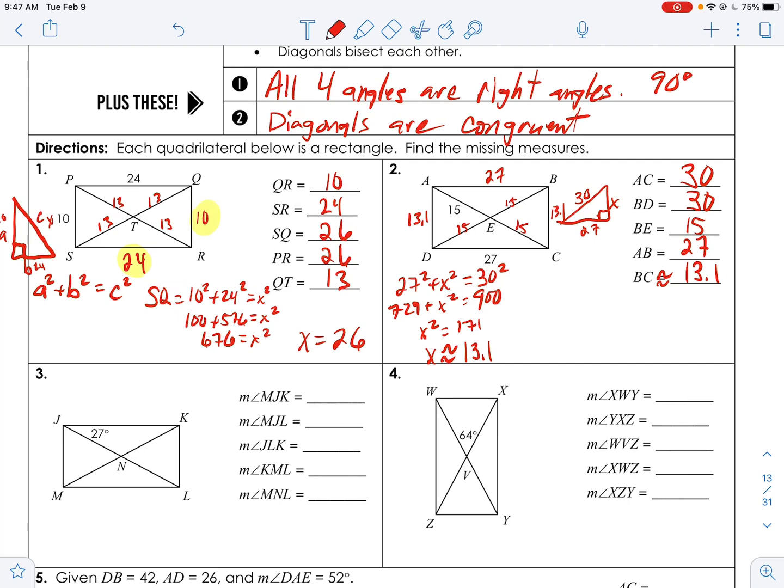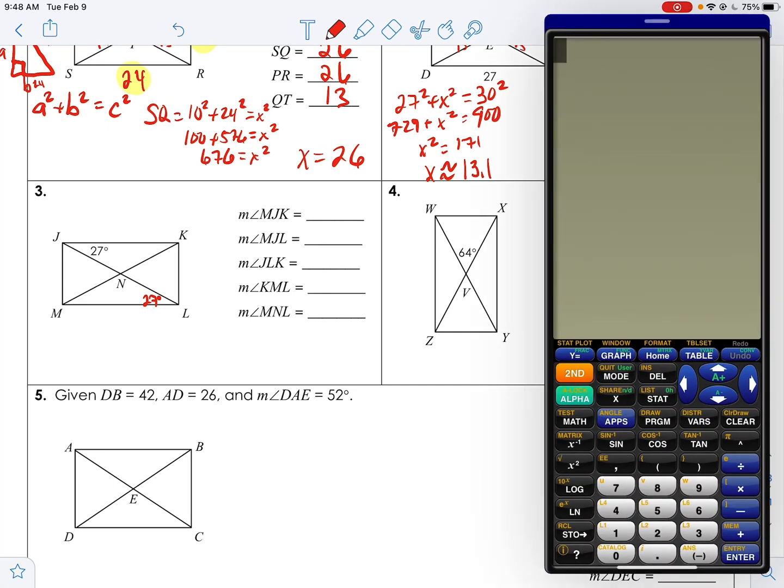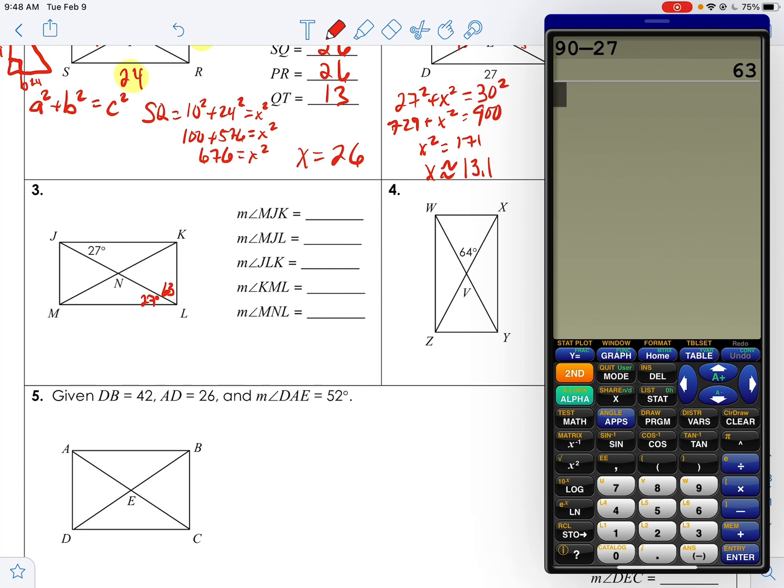Okay. Number 3, let's talk angles. We know that that one's 27, which means we know that this one, it's not a 7, this one's 27. We know the whole corner is 90, so if I take 90 and I subtract 27, boink, I know that this one's 63 degrees. So I know this one's 63 degrees.